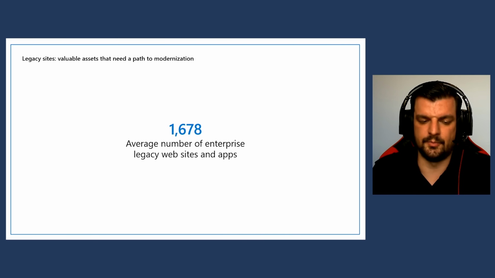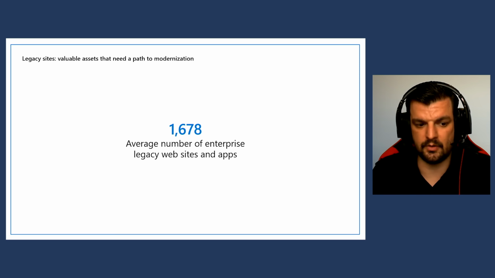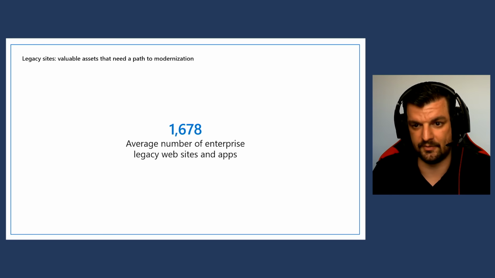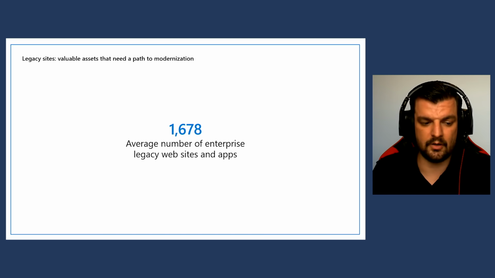We've heard from our customers that they actually have quite a few legacy sites in their environments. And these aren't necessarily just old ancient pieces of software. Some of these are really valuable assets that need a path to modernization. So among our enterprise customers, the average number of legacy websites and apps comes out to 1,678. So it's not a small number necessarily.